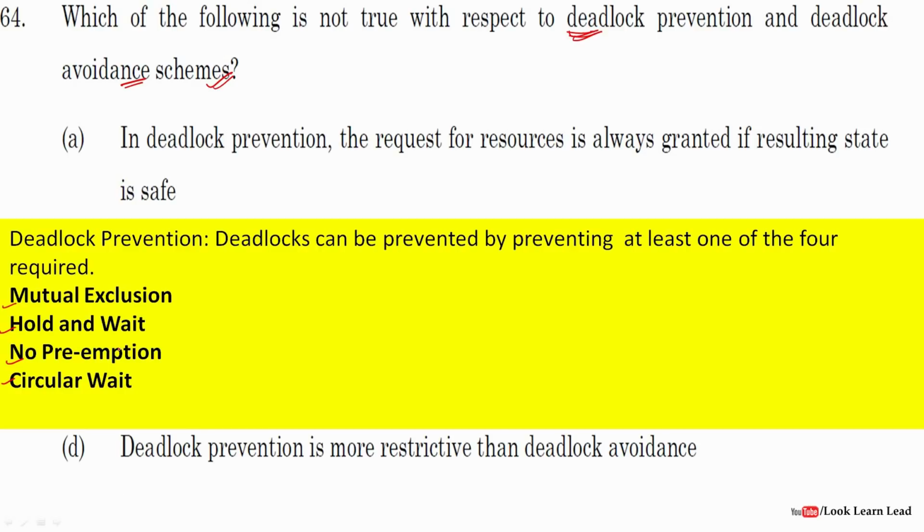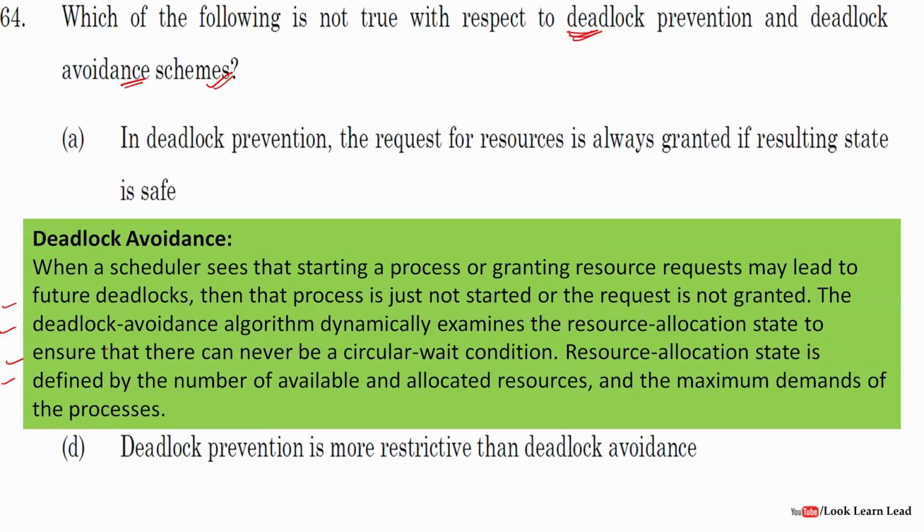Now what is deadlock avoidance? Deadlock avoidance is when a scheduler sees that starting a process or granting a resource to the process may lead to future deadlock. So these future deadlock states may be seen as the unsafe states. Then the process is just not started or the request is not granted. If there is a state which would be unsafe in the future, then the request is not granted.